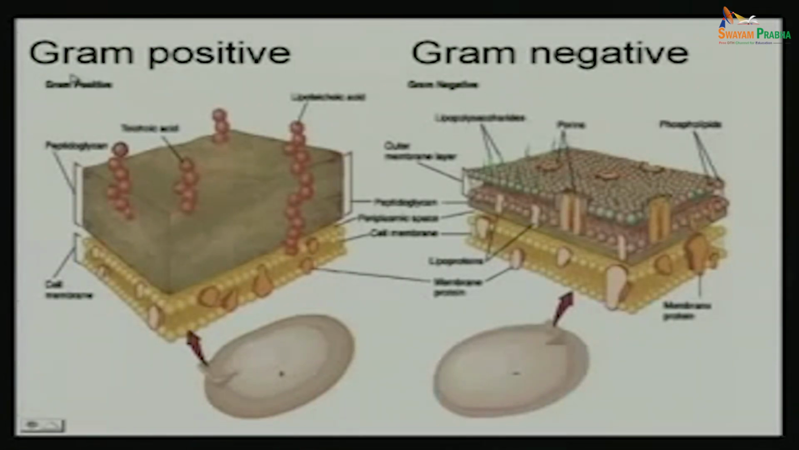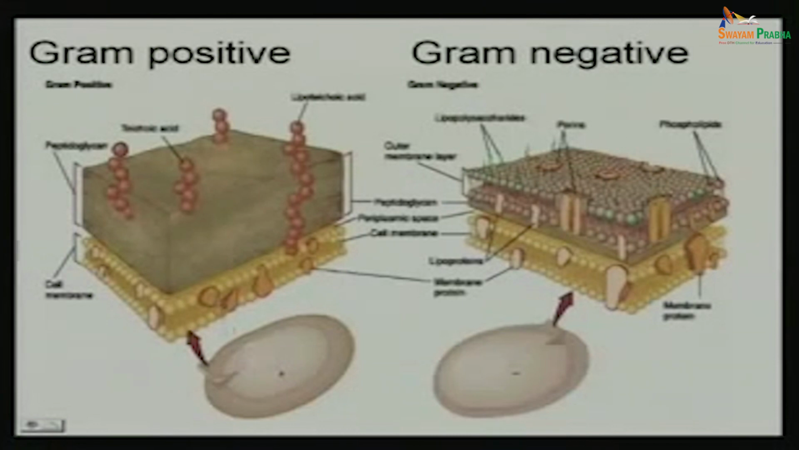Now, if we see gram positive and gram negative bacteria, I have already told you that gram negative bacteria have pili, the pilin proteins. What is gram positive and what is gram negative bacteria? This is a particular test based on the cell wall composition of bacteria.